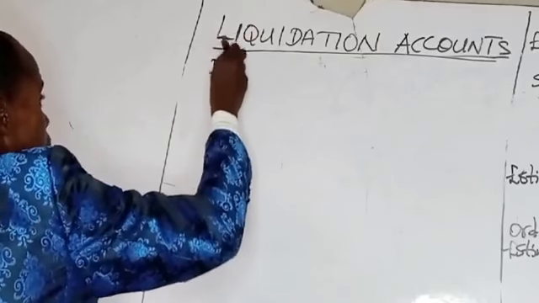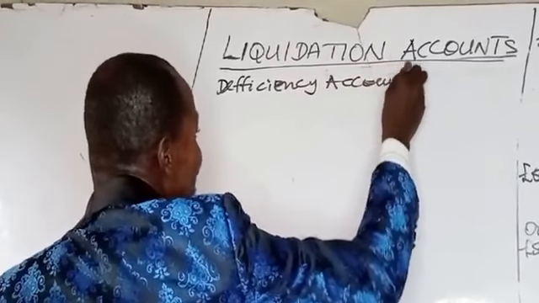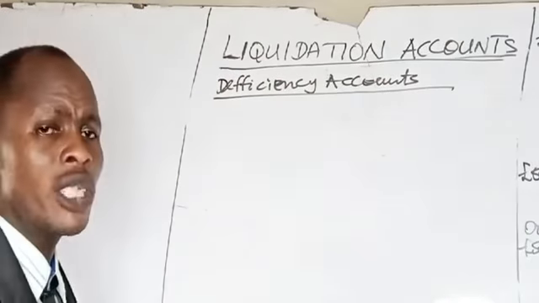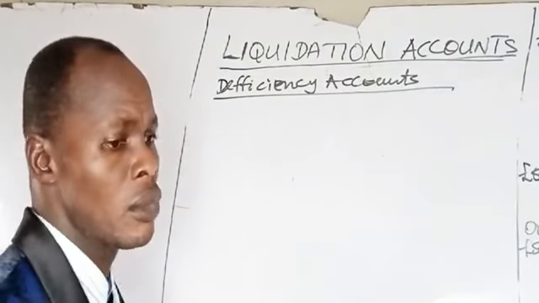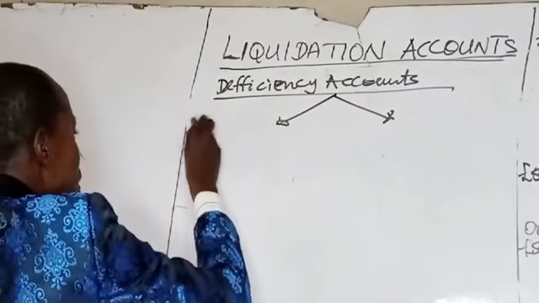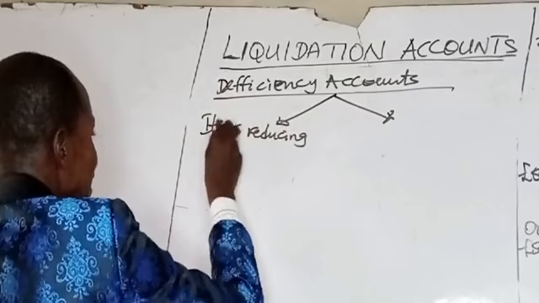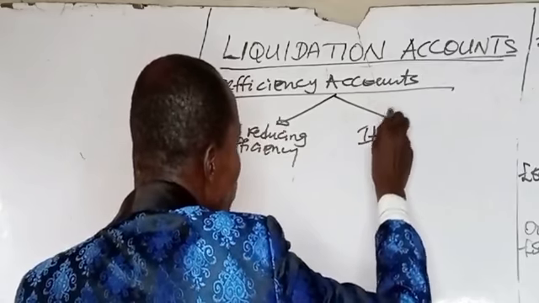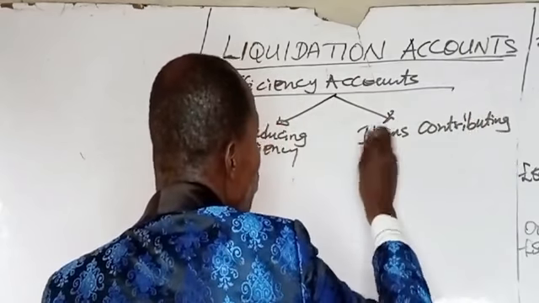Deficiency account. This account shows how the deficiency has arisen. So it normally contains two things. Number one, we have items reducing deficiency. Number two, we have items contributing to deficiency.